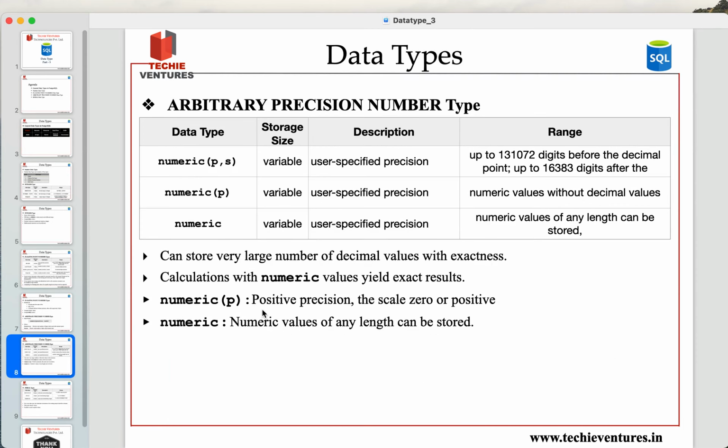Numeric p, which we have already discussed, is a positive precision. The scale 0 or positive, so this is equivalent to numeric p comma some value of precision comma 0.